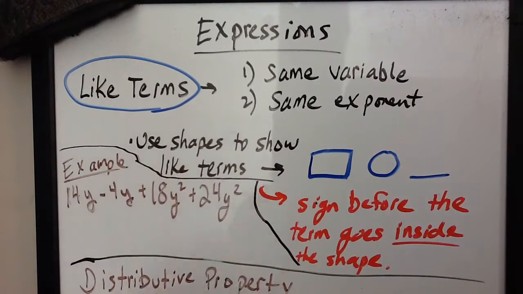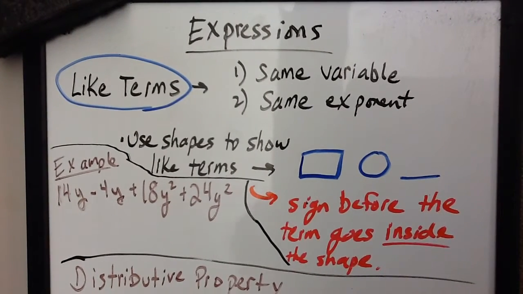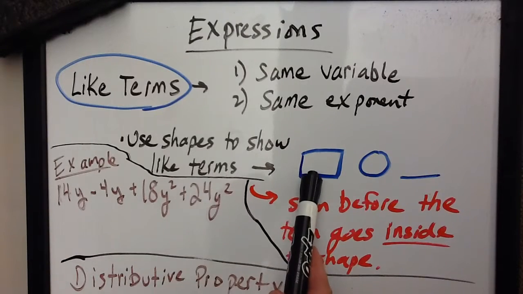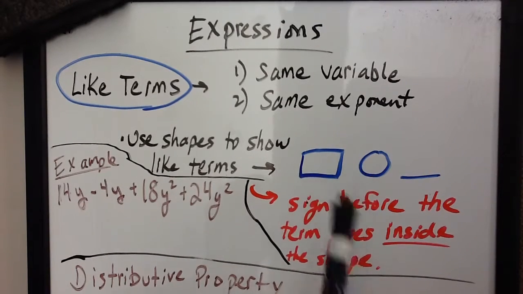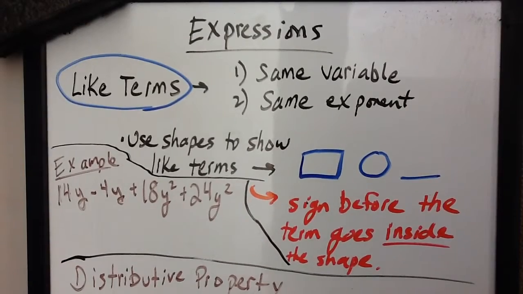Like terms must have two things. They must have the same variable and the same exponent. And to show that the terms are like, I want us to use shapes. We're going to start off using boxes, then we'll use circles, and then we'll use a line underneath the term to show that the terms are like.